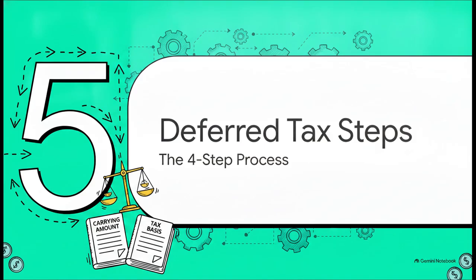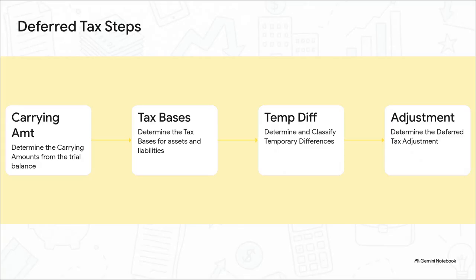And finally, Section 5, the 4 deferred tax steps, the 4-step process. So, how do we systematically process that gap? Let's see how this builds. We use a highly procedural 4-step framework. Step 1 is determining your carrying amounts from your accounting records. Step 2 is calculating the corresponding tax bases according to tax legislation. Step 3 is comparing the two to find what we call temporary differences. And finally, Step 4 is calculating the deferred tax adjustments that will actually go into your journal entries for the year.